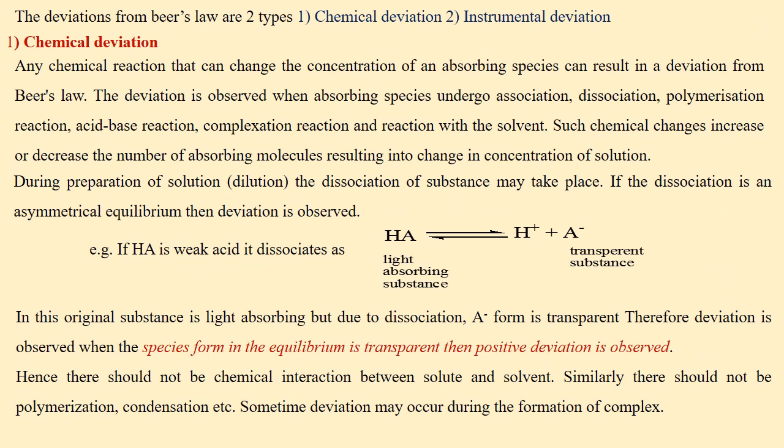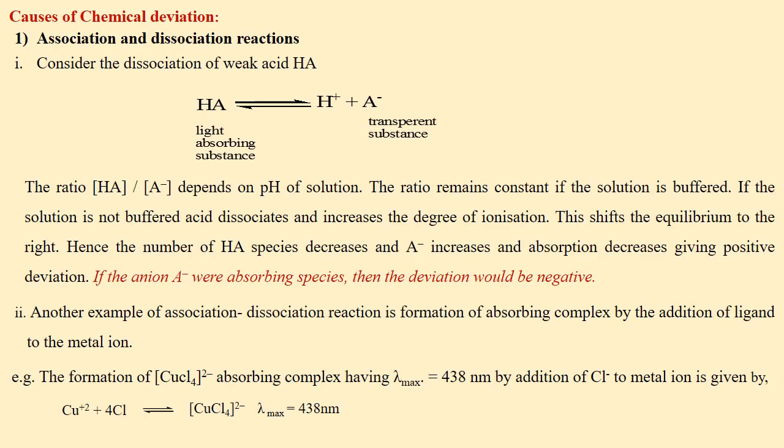Hence, there should not be any chemical reaction between the solute and solvent, because dissociation or association only takes place if there is an interaction or some type of reaction between solute and solvent. Similarly, there should not be other types of reaction like polymerization and condensation. So these are some of the causes of chemical deviation, that is, association and dissociation reactions.